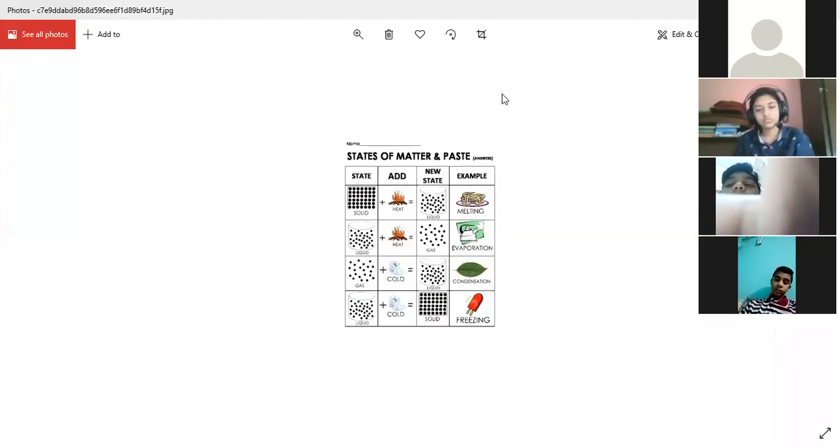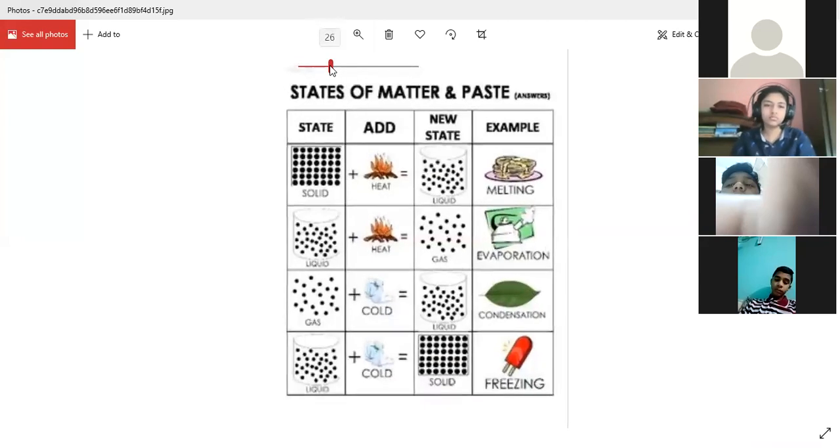There are four columns made over here. In column number one, they are telling us about the state. ठीक है? There are four states: solid, liquid, gas, and then again liquid. ठीक है, अगर हम liquid को end वाले को छोड़ भी दें, they have just repeated it in order to show us one more example.